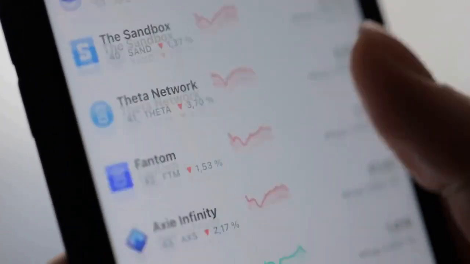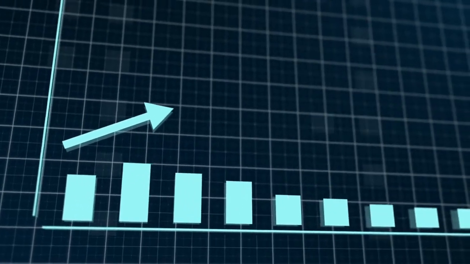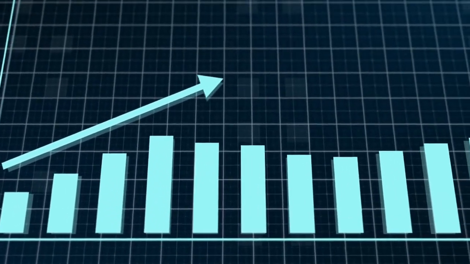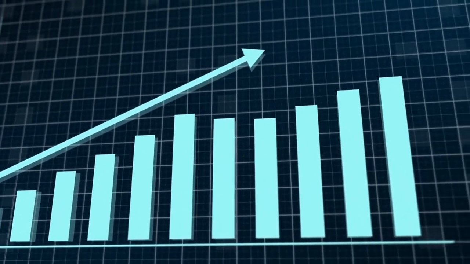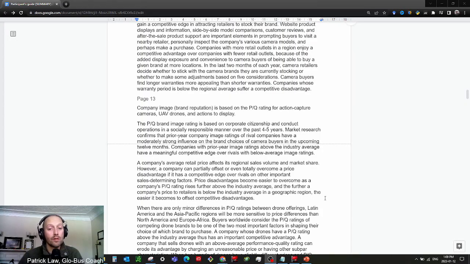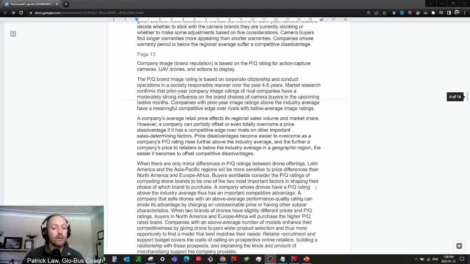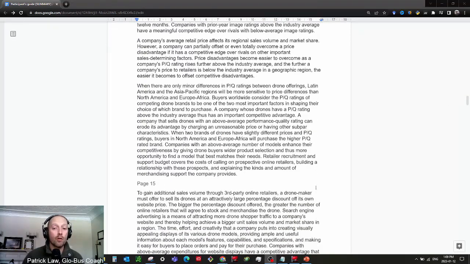Price disadvantage becomes easier to overcome as a company's PQ rating rises further above the industry average, and the further a company's price to retailers is below the industry average in a geographic region, the easier it becomes to offset competitive disadvantage. When there are only minor differences in PQ ratings between drone offerings, Latin America and Asia Pacific regions will be more sensitive to price differences than North America and Europe Africa.